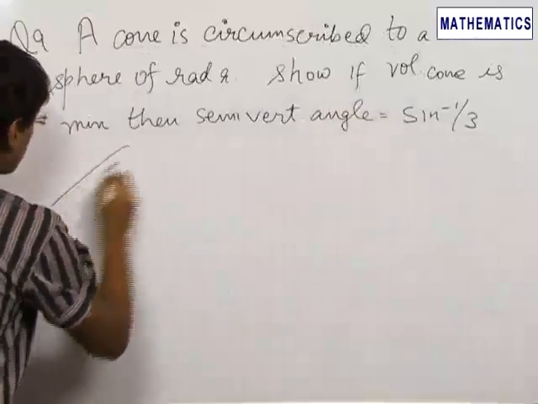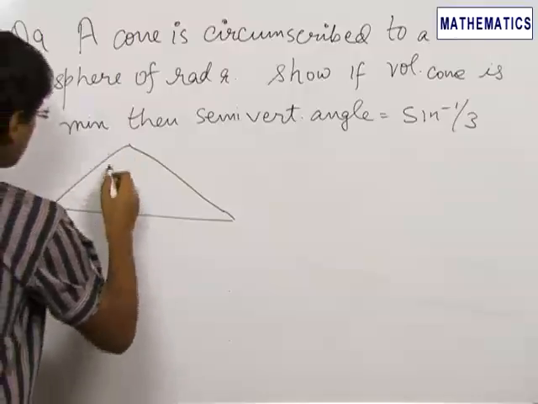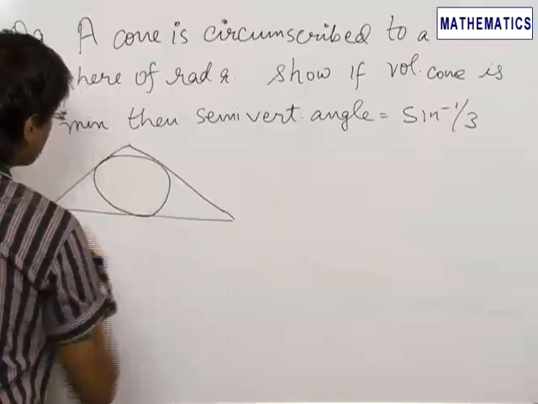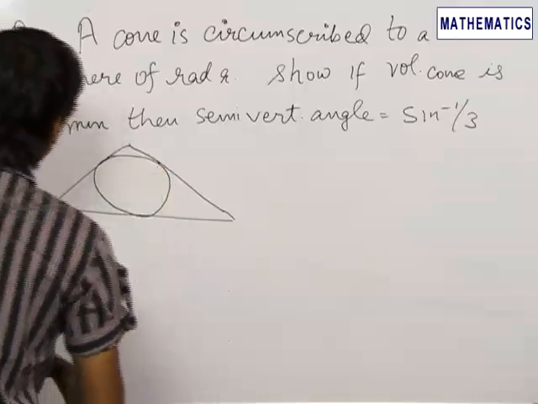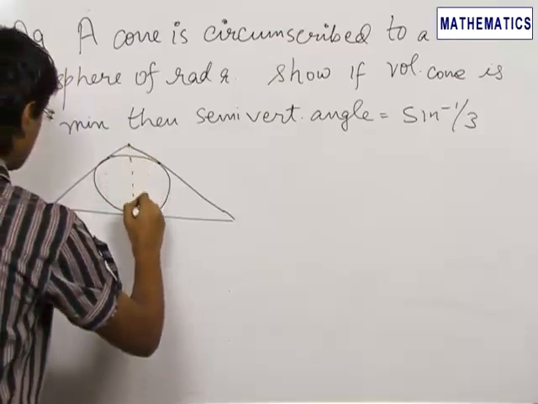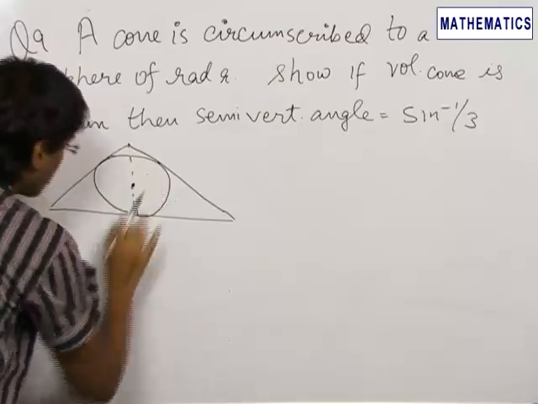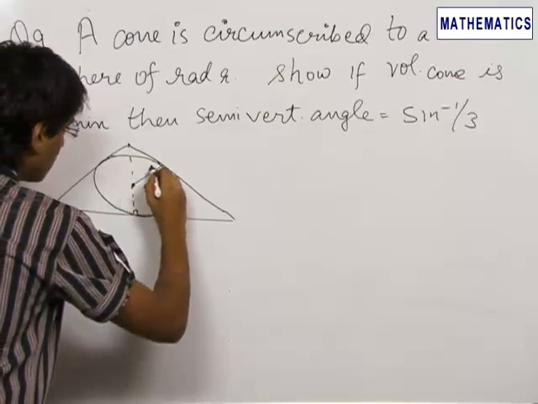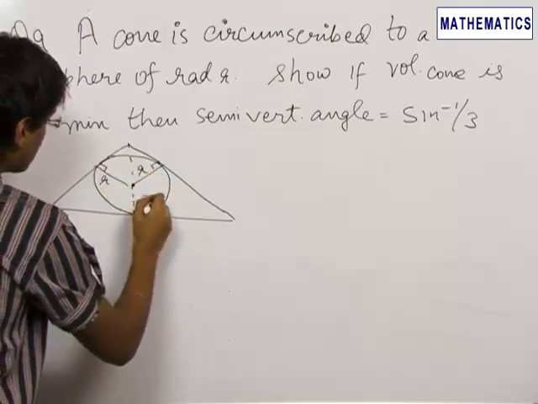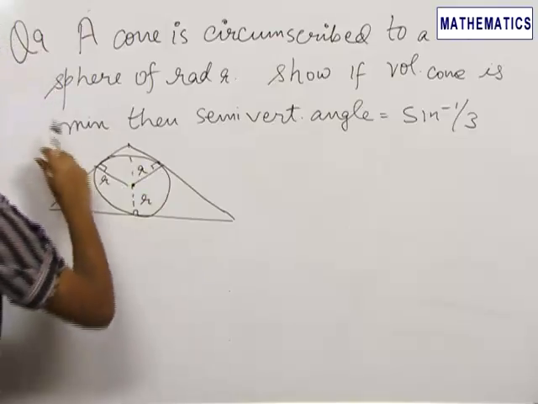So let us first make the figure for this problem. If this is a cone circumscribing a sphere, this is a front view of a cone circumscribing a sphere. This is the center of the sphere. This is perpendicular r. This is r and this is r, where r is the radius of the sphere.